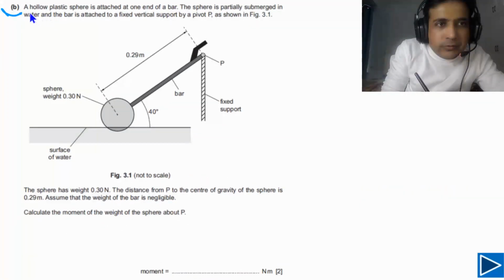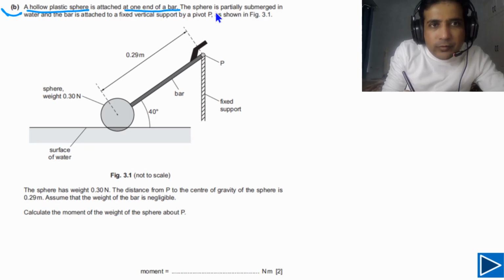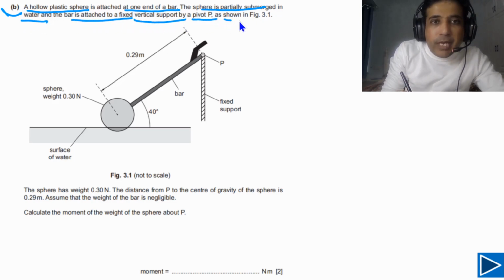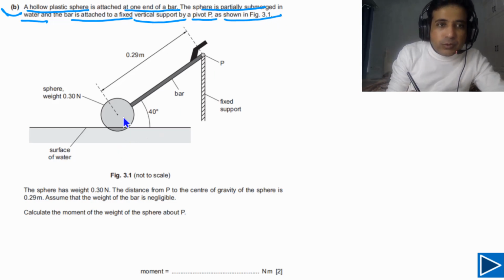For part B, it is given that a hollow plastic sphere is attached at one end of a bar. The sphere is partially submerged in water and the bar is attached to a fixed vertical support by a pivot P, as shown in figure 3.1. You can see here we have the sphere placed inside water, partially submerged, and the other side is placed at a fixed support.